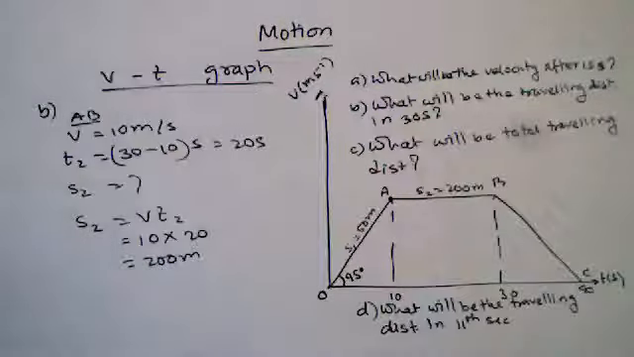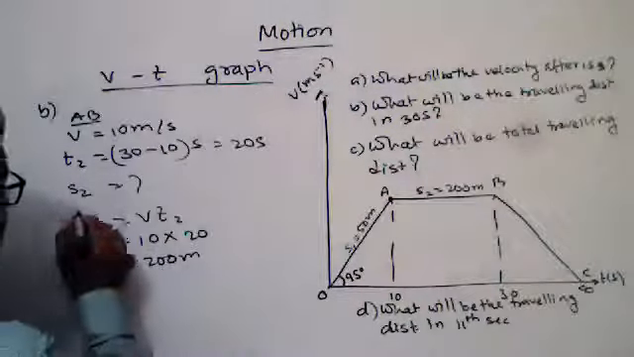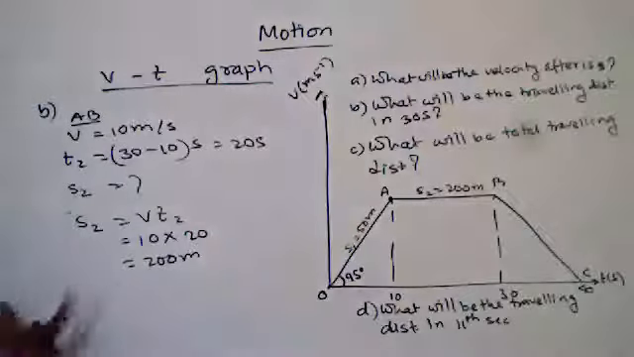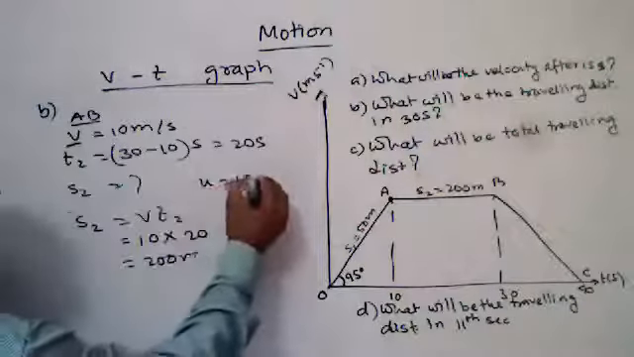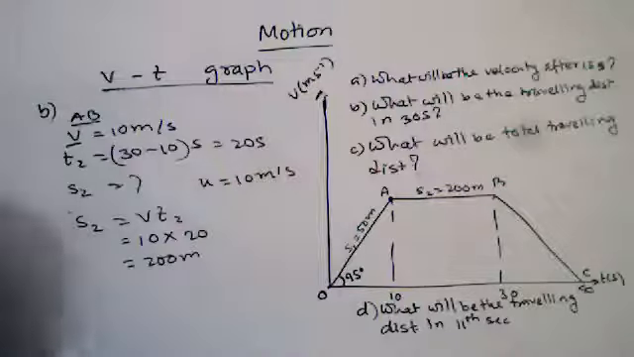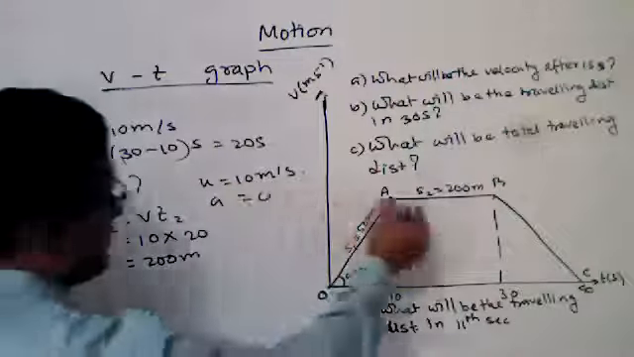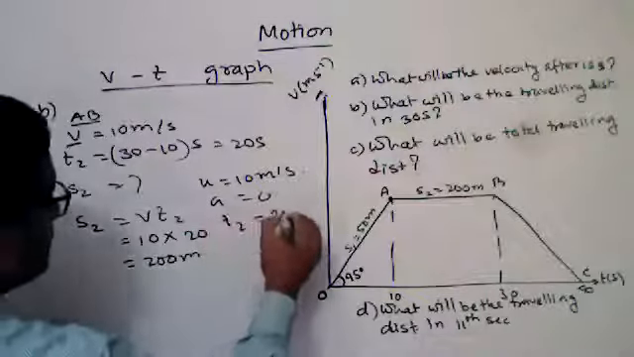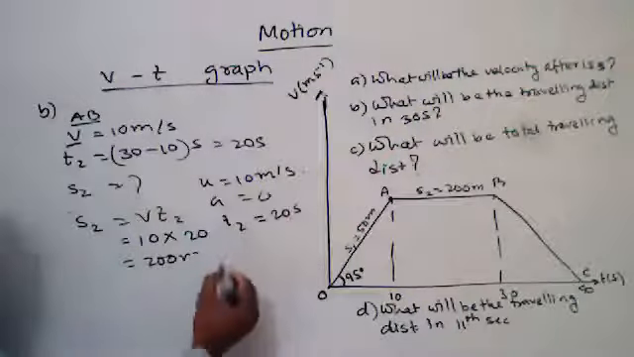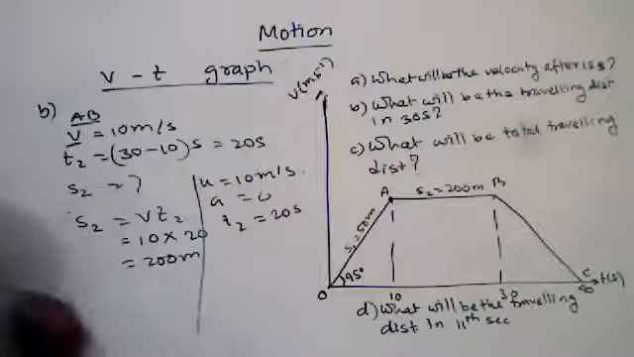So what will be the traveling distance? You can determine it any other way. S2: how is it possible? Suppose this is the initial velocity, U equals 10 meters per second, A equals 0, and T2 equals 20. So you can use this formula also here.